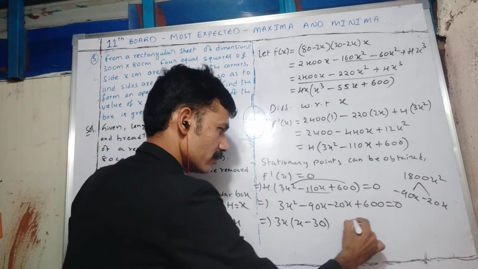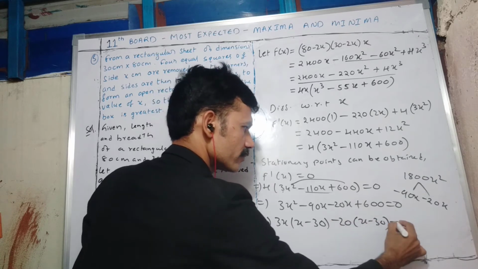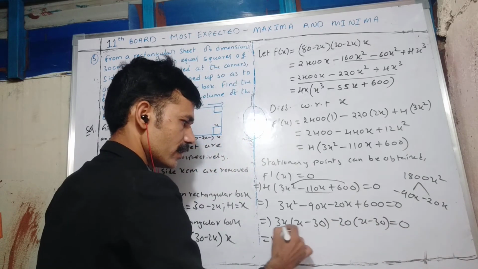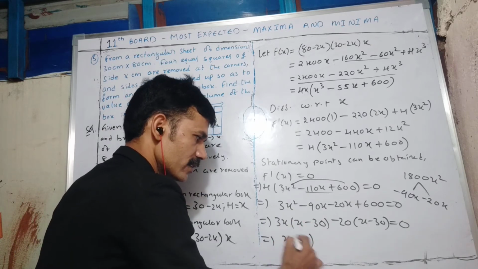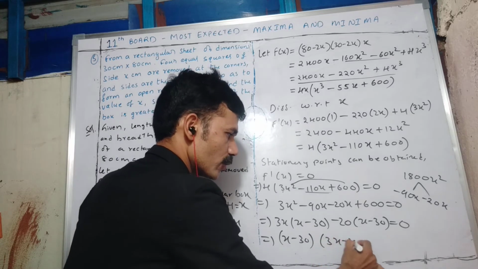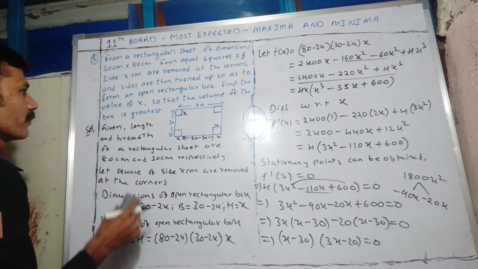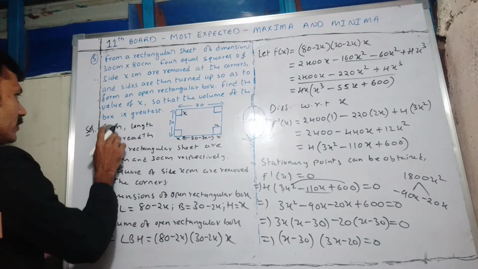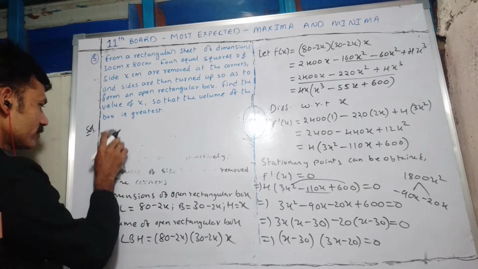Here also we will get the same factor. What we have to take common is minus 20. So in these two terms, what is common? x − 30. So what will be the other factor? 3x − 20. So we got the factors. Now we can find the zeros, no?